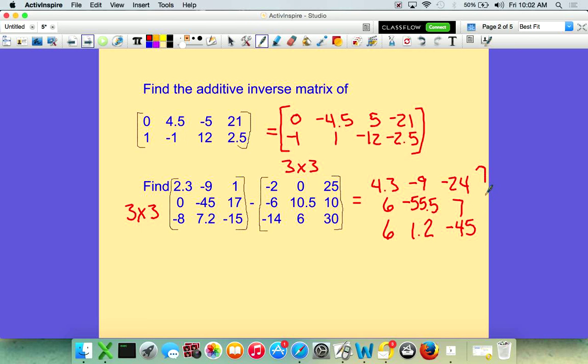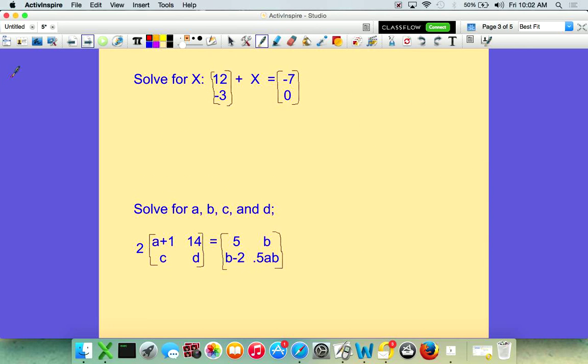Do remember to put your square brackets around the outsides of this so that we know that this is a matrix. But that's all you're doing, you're just subtracting the elements that are in the exact same spots here.